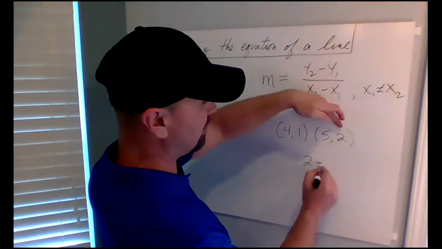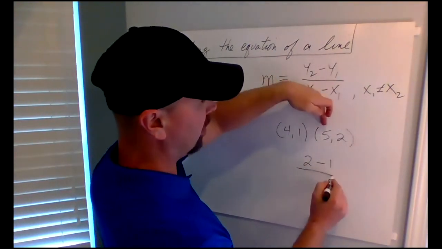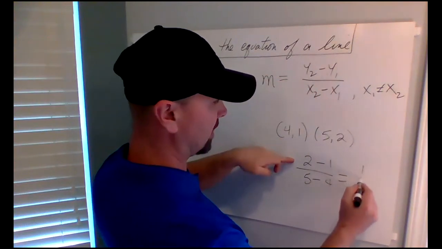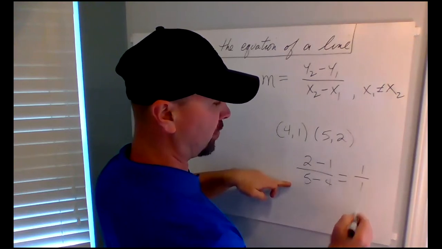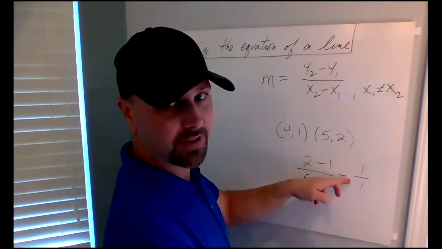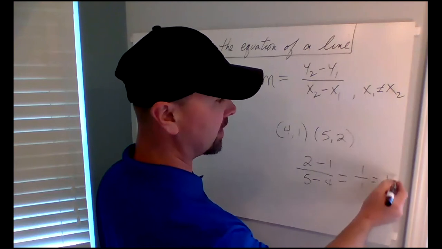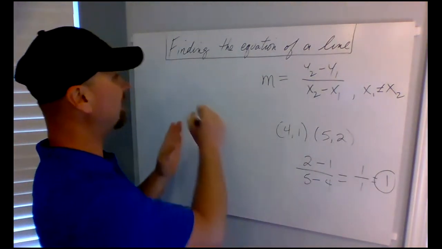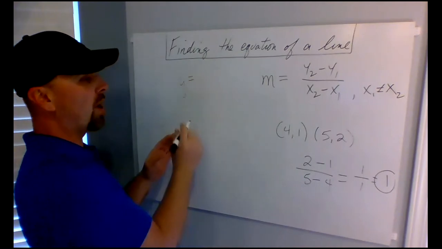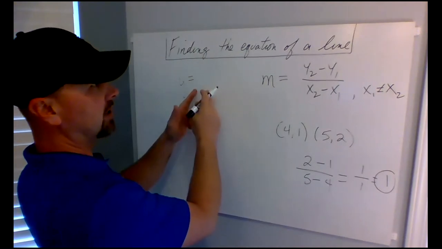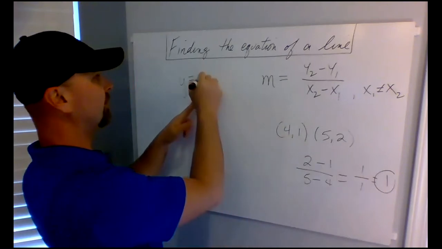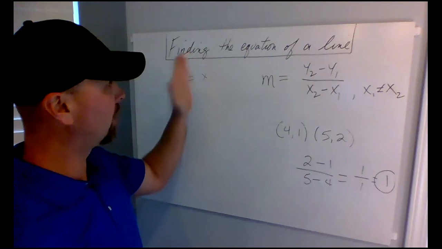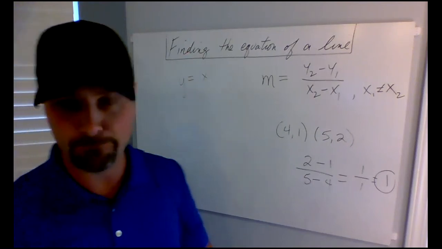So y2 minus y1 over x2 minus x1. 2 minus 1, 5 minus 4. Last step is simplify. 1 divided by 1 is 1. So it's a positive 1 for my slope. I can now begin writing the equation. y equals mx, m is the slope. 1. So I can put a 1 there, but I really don't need to. 1x plus b.